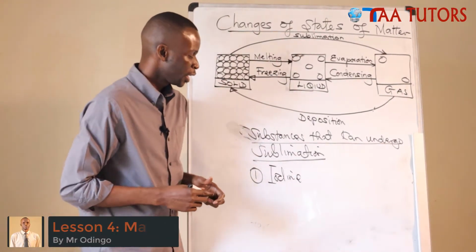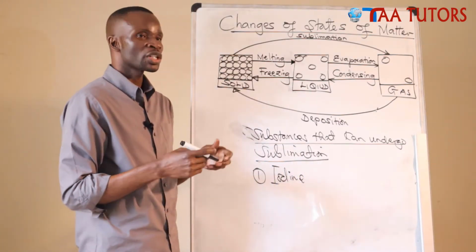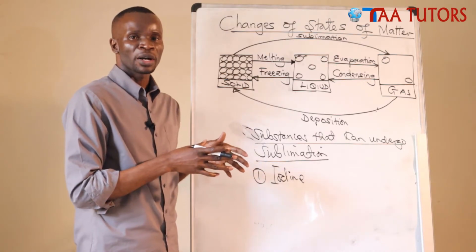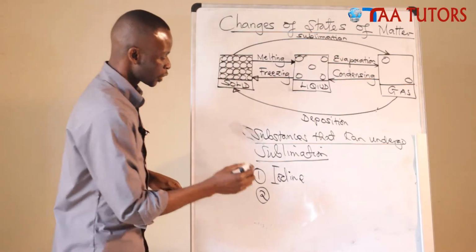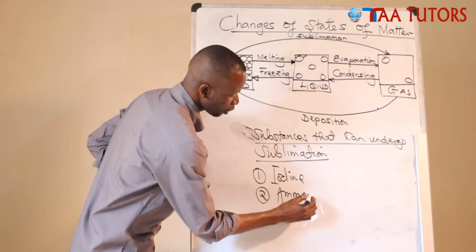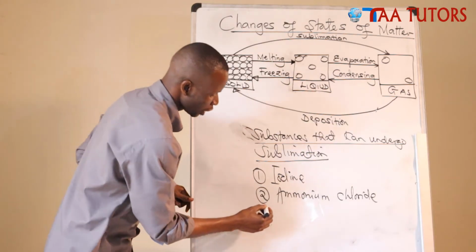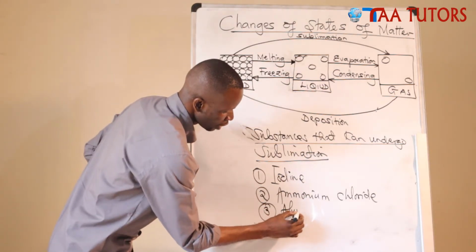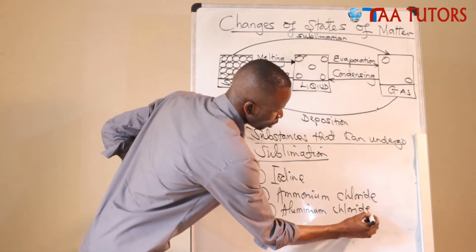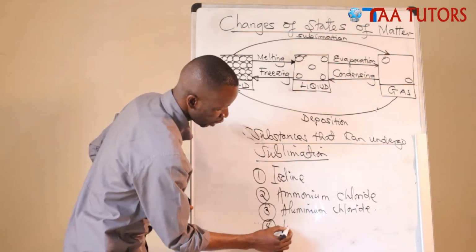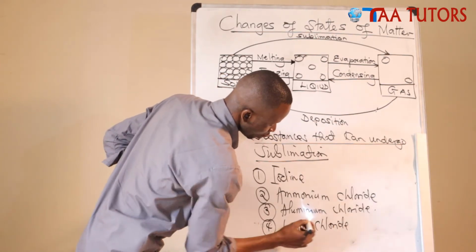Iodine is a gray substance. If you heat iodine, it will turn into iodine vapor. Number two, other than iodine, is what we call ammonium chloride. Ammonium chloride is a salt that can undergo sublimation. Number three, we have aluminum chloride. Aluminum chloride is also a salt that can undergo sublimation. Number four, we have iron 3 chloride, which can also undergo sublimation.